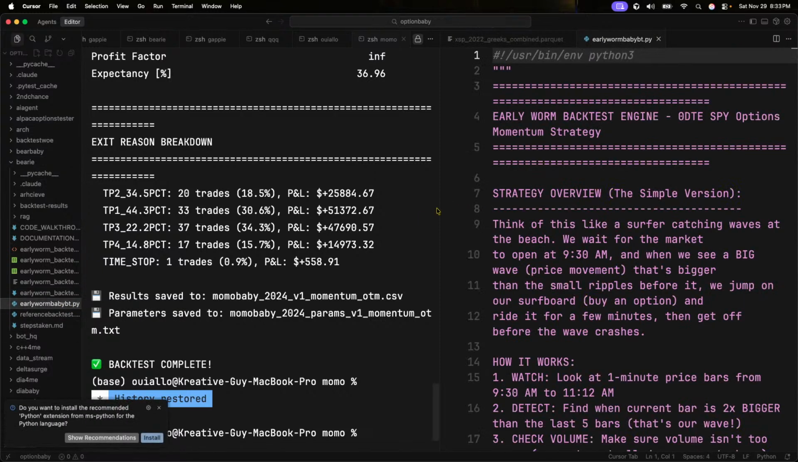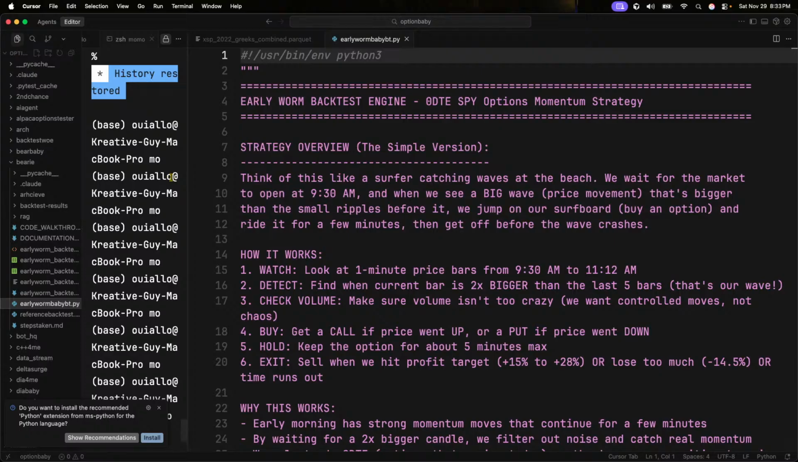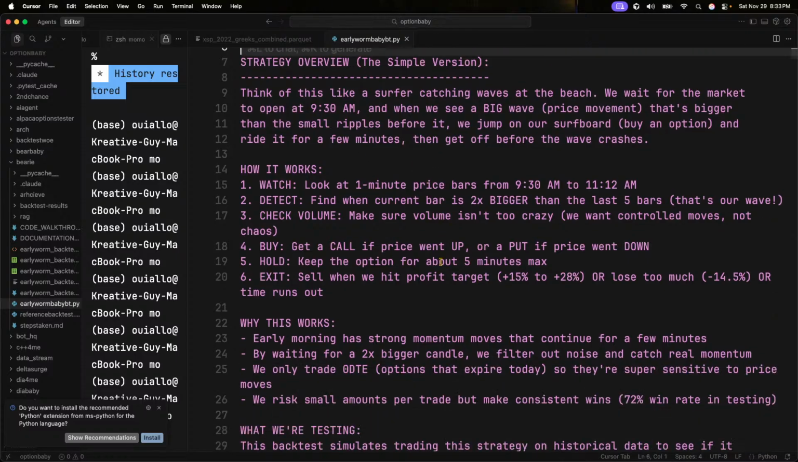And here's an example of our backtest file, right? This is for an early wave strategy. This is for a 0DTE SPY option momentum strategy, right? What it does is it looks at the 1 minute chart from 9:30 to 11:15. As you can see, for all of our strategies, I like to use different times to stagger their entries, because sometimes I'll have 10, 15, 20 plus bots running. So I don't want all of them entering the market at the same time, especially if I'm using 3 different brokers right now.